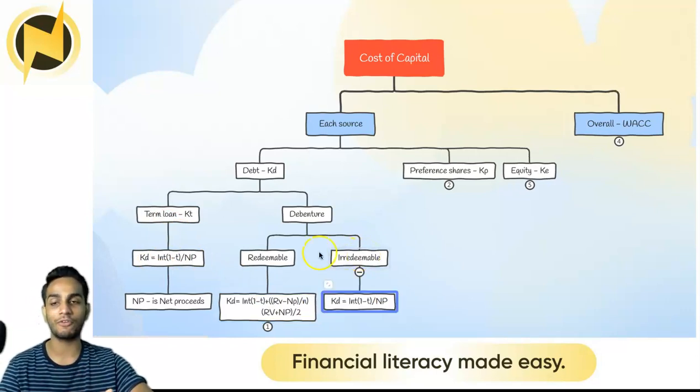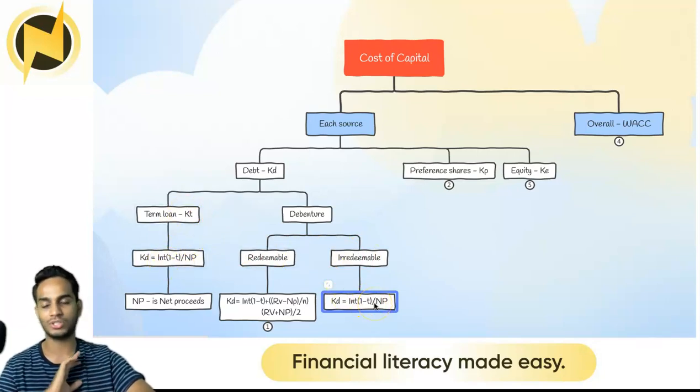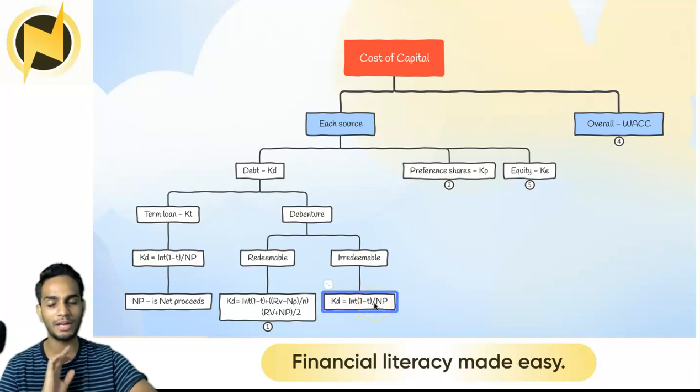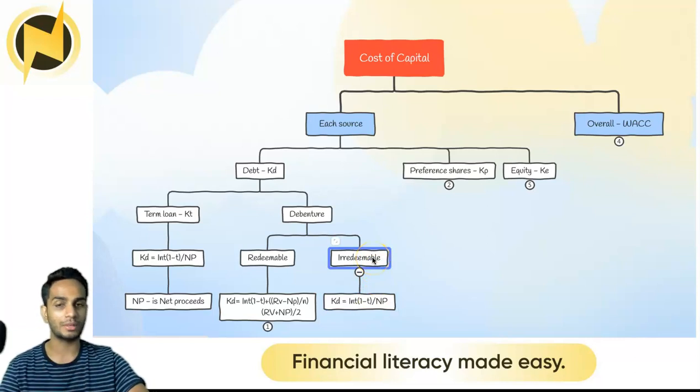Irredeemable has the exact same format as loans. So interest into 1 minus T divided by net proceeds. No difference. Interest into 1 minus T divided by net proceeds. Irredeemable debentures are also referred to as convertible debentures.